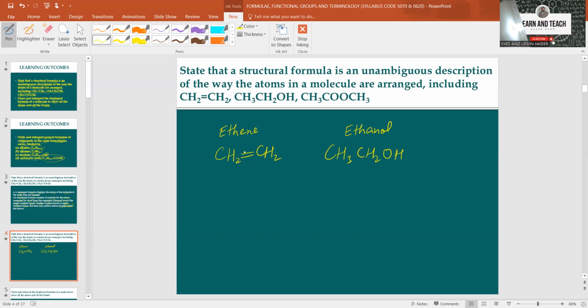Third example is of ester, which is CH3COOCH3. This is an ester. The name of this ester is methyl ethanoate.